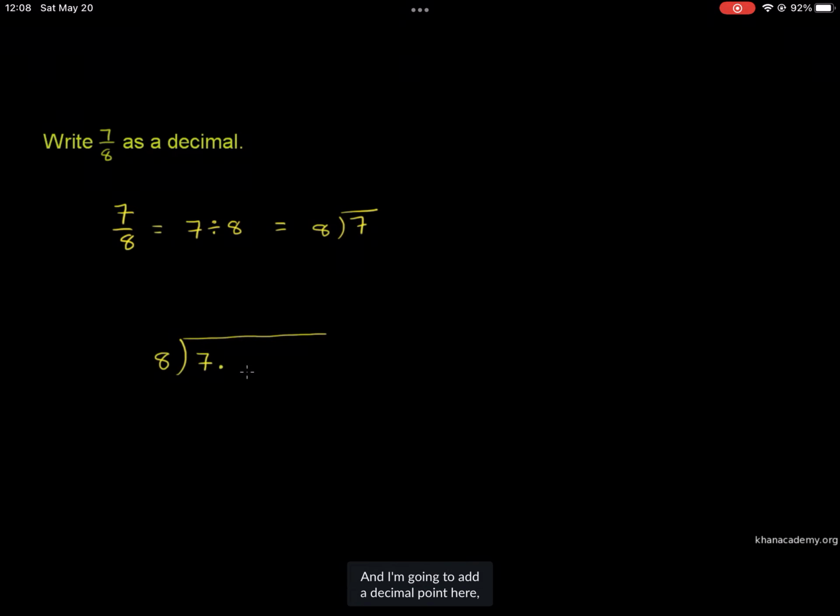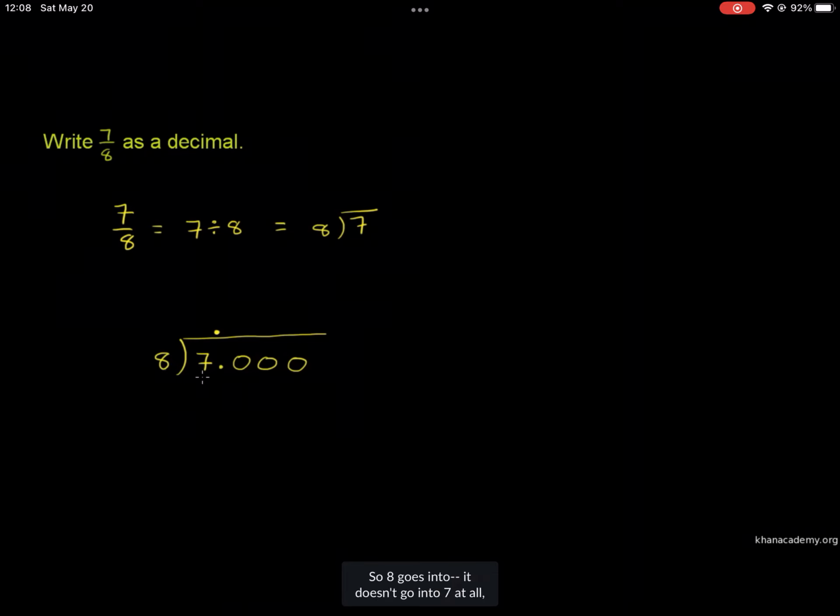And I'm going to add a decimal point here just because we know that this value is going to be less than 1. 7/8 is less than 1. We're going to have some digits to the right of the decimal point. And let me put the decimal point right up here, right above the decimal point in 7. And then we start dividing. And now this really turns into a long division problem. And we just have to make sure we keep track of the decimal point.